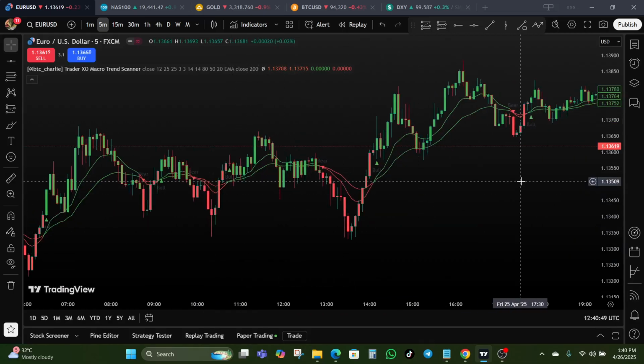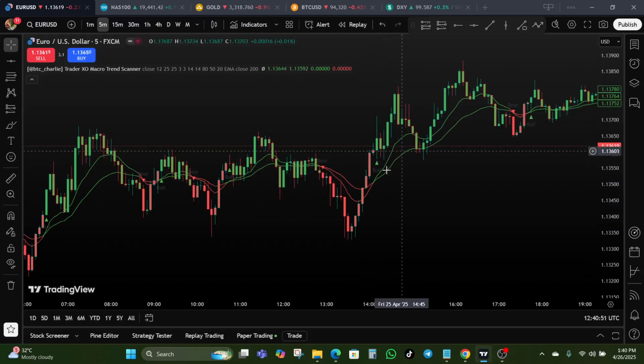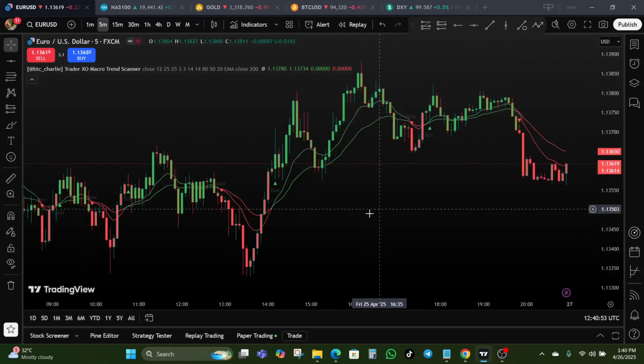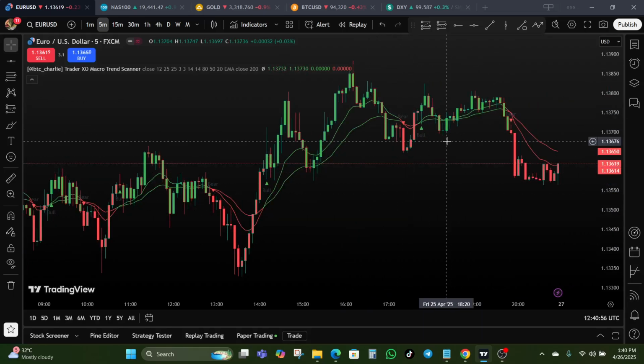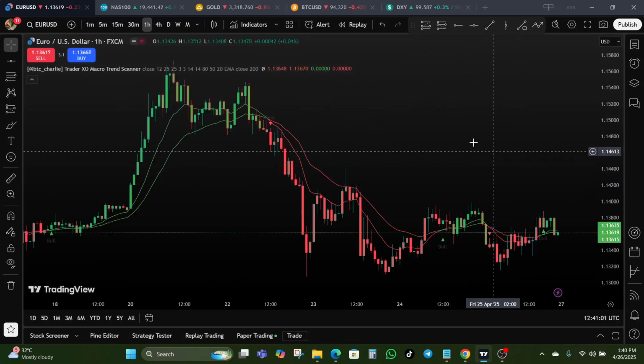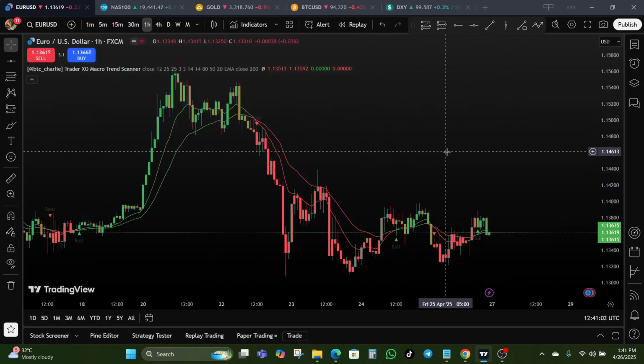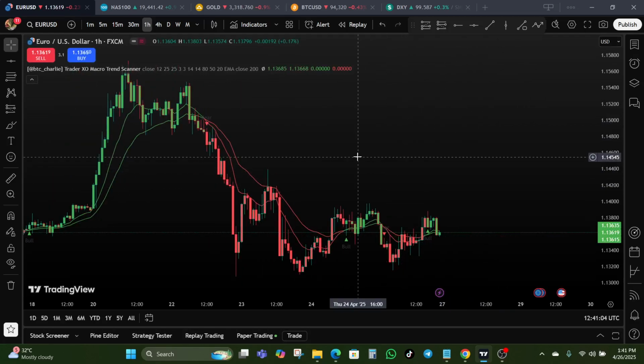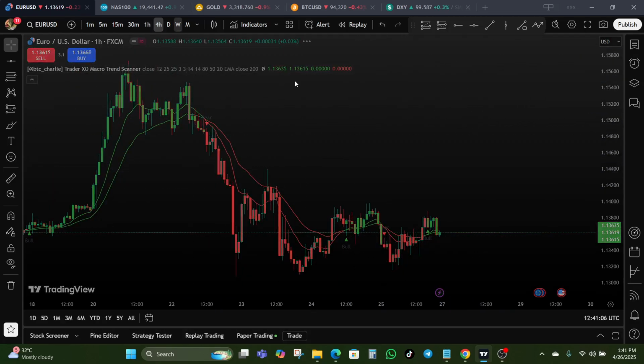If you're a scalper, you can decide to take the buy trades, take the sell trades when they appear, but ensure that you apply proper risk management. If you're a swing trader, of course, you go to a higher time frame and you pay attention to the trend. You focus more on the trends.